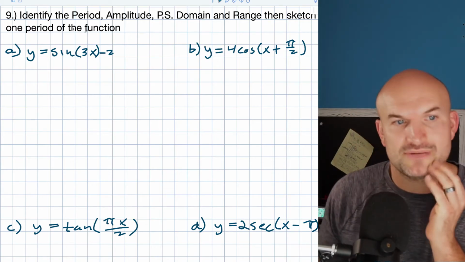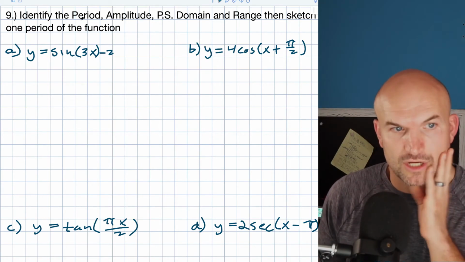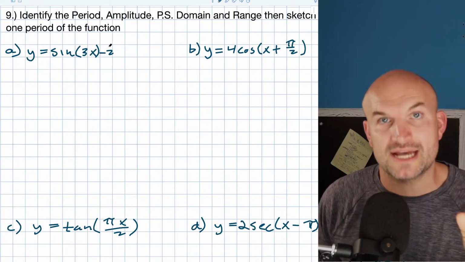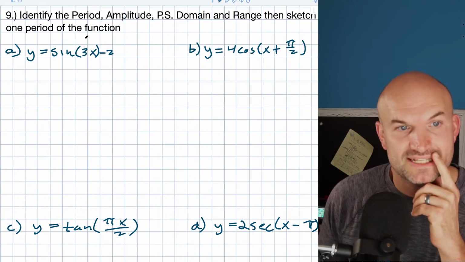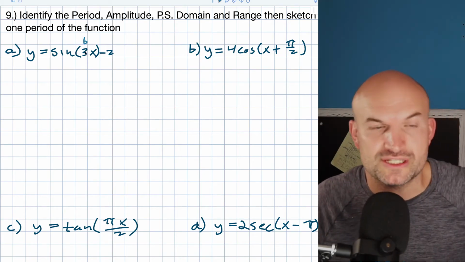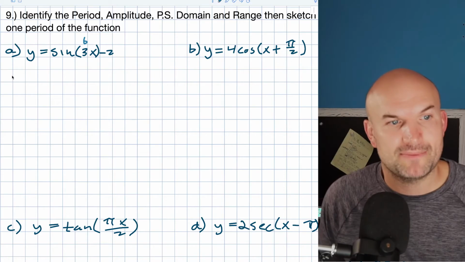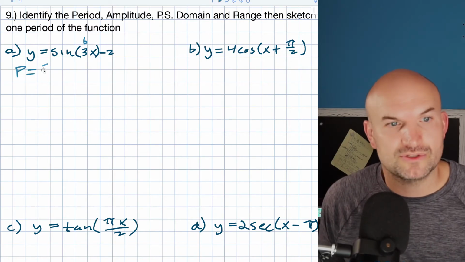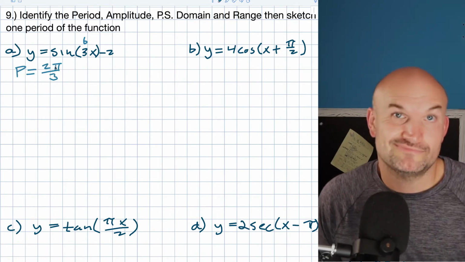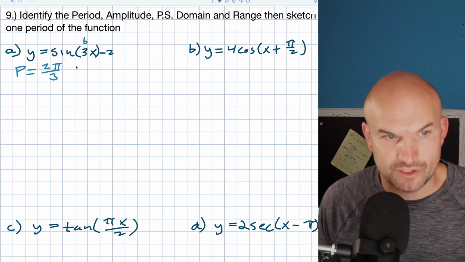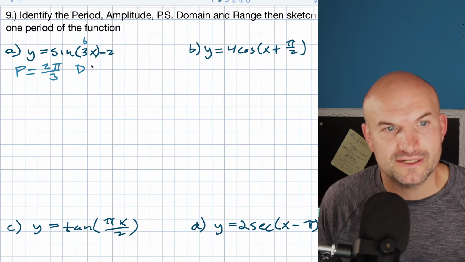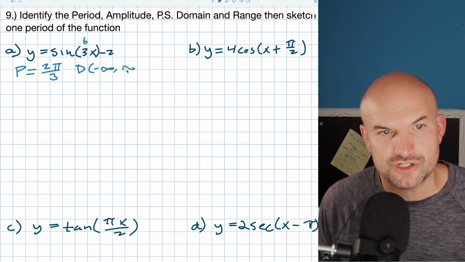So first thing we want to do is understand the period. Remember, for sine and cosine, the period is 2 pi divided by b. My b in this case is the coefficient of my x. So my period is going to equal 2 pi divided by 3. Done. My domain is going to be all real numbers because there are no restrictions here.